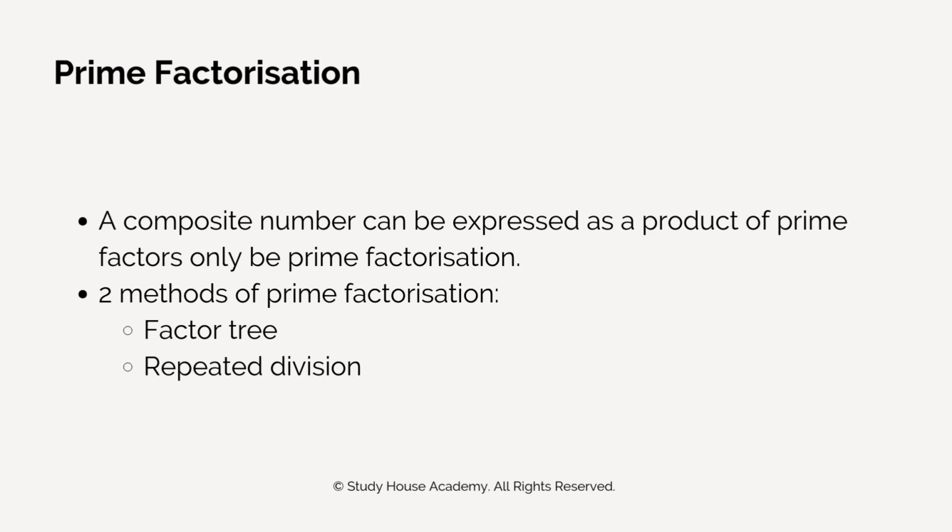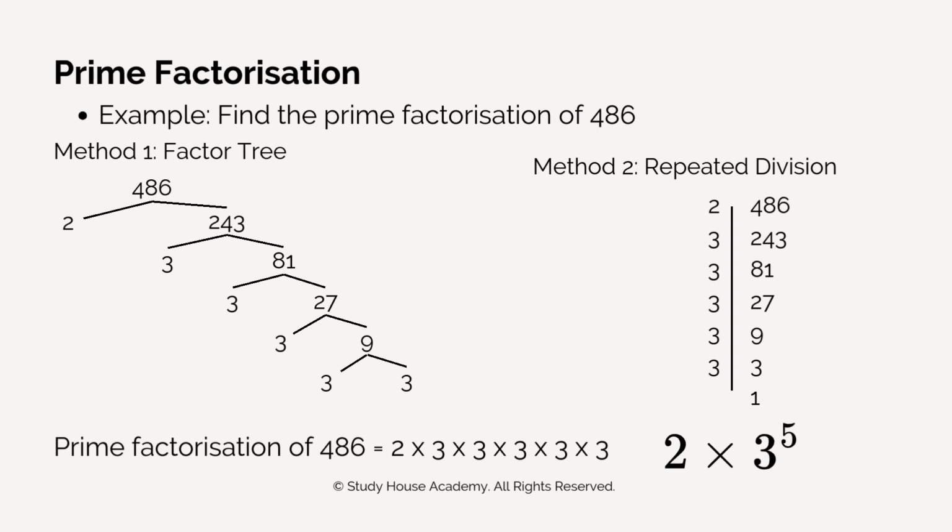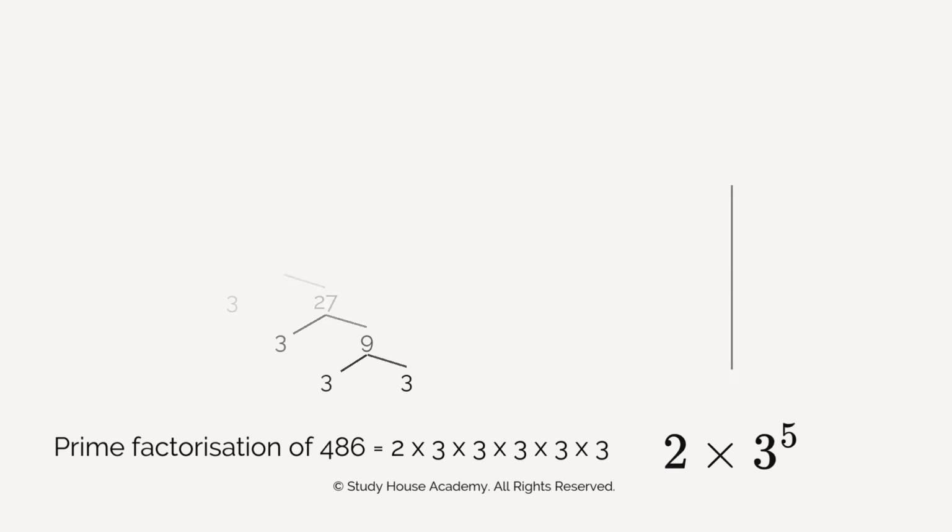There are two methods of prime factorization, factor tree and repeated division. Here is an example. Find the prime factorization of 486. 486 divided by 2, we get 243. We try to divide it by 2 until it no longer can be, then we try to divide it by 3, so we get 81. Afterwards, we get 486 equals 2 times 3 to the power of 5.